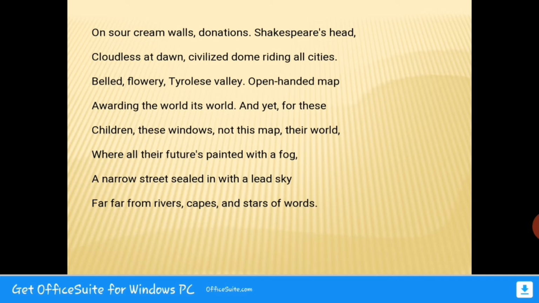For them, what they see from the broken window is their world, a world covered with fog, suggesting their world is bleak and unclear. Their home is a narrow, congested stretch and a lead sky, which is heavily polluted and which is far away from rivers, capes, and stars.